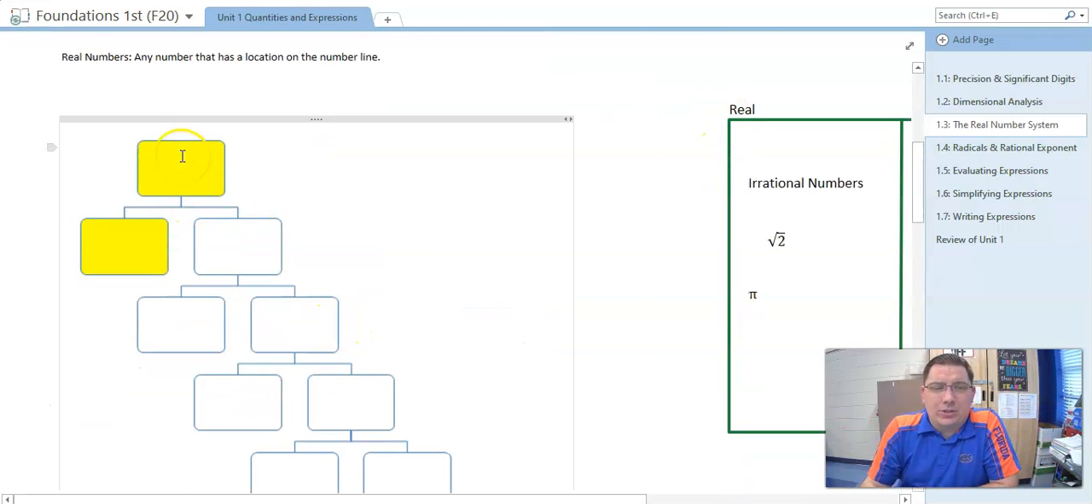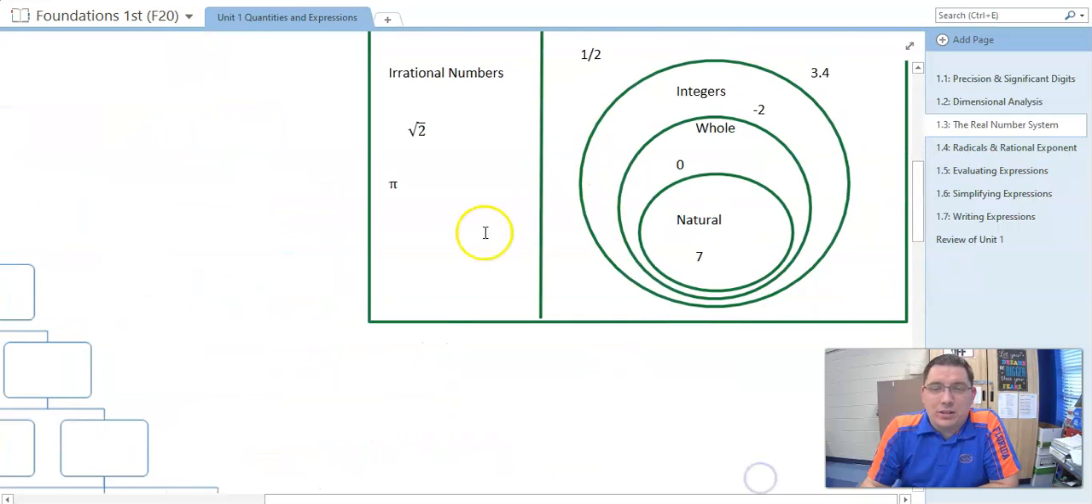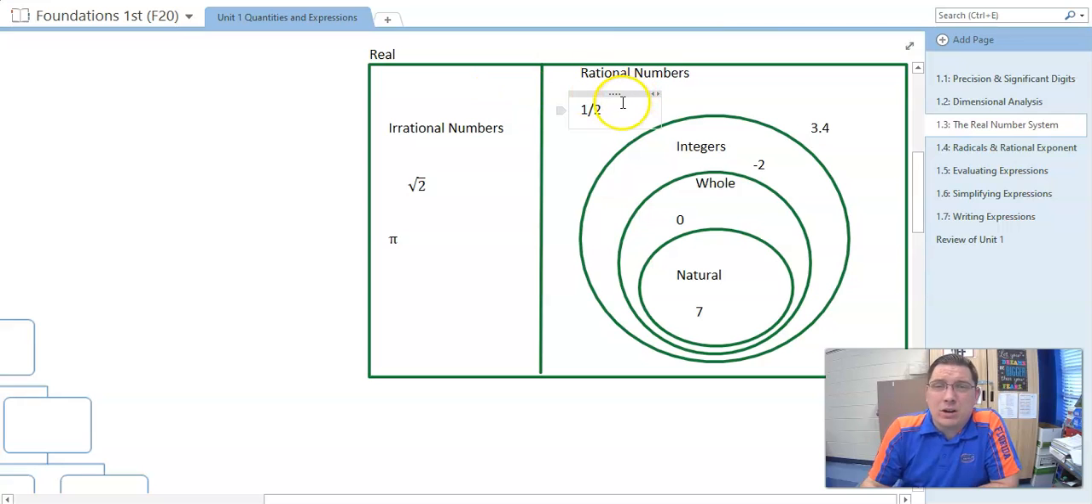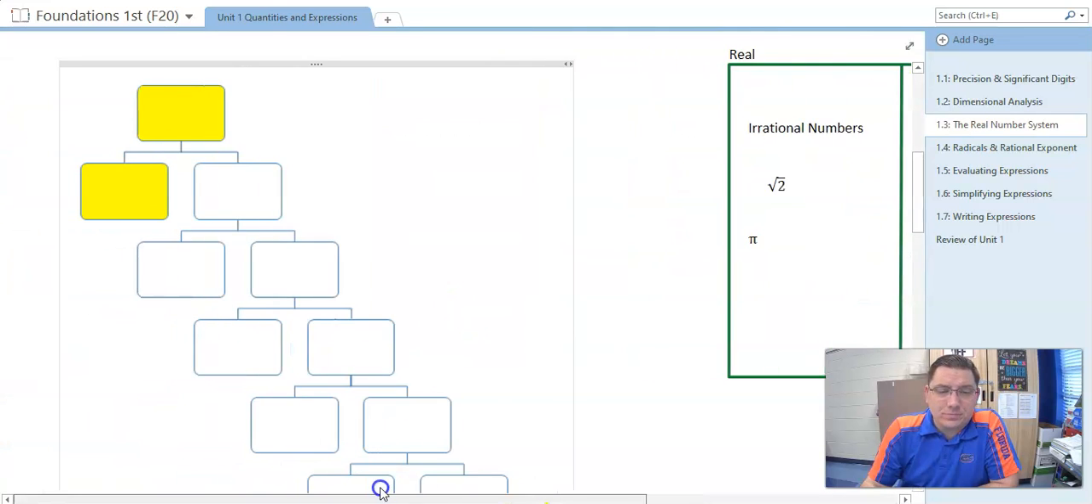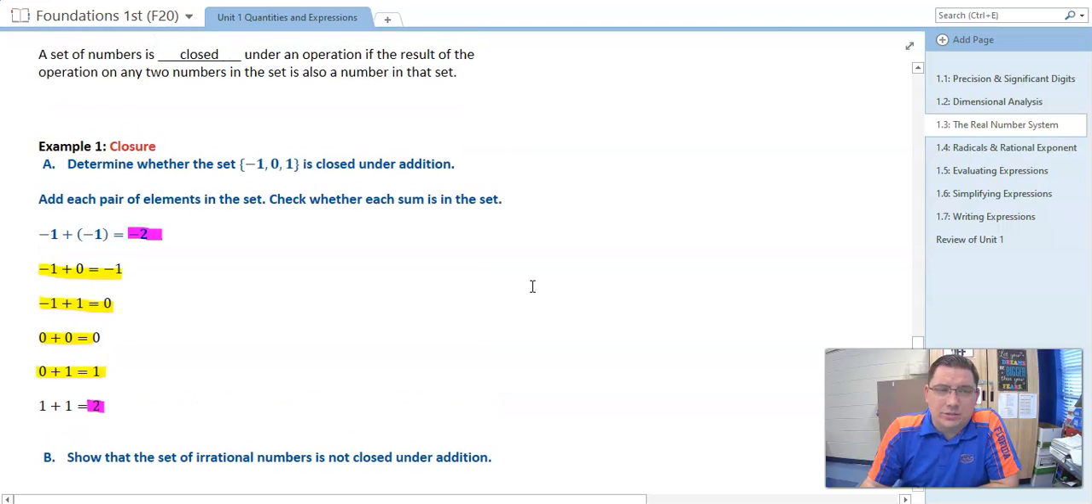Remember, we talked about the sets here, and I don't know why this is blank, but we'll get that refilled in. We also talked about the diagram here on how to compare rationals and irrationals and how the sets all interplay with each other. Then we talked about closure. Remember, closure means that a set of numbers is closed when, if the result of the operation on any two numbers in that set is also a number in that set.